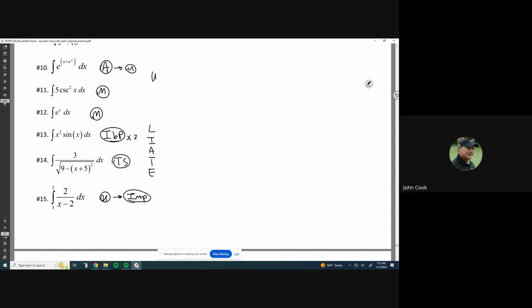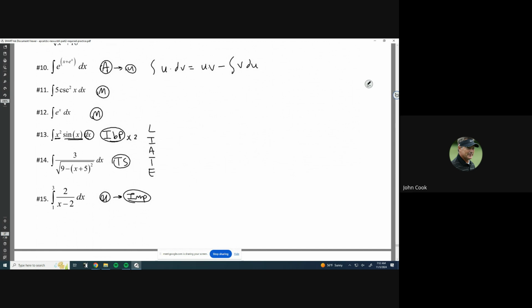And let's put our integration by parts pattern on here too. The integral of u dv equals uv minus the integral of v du. Okay, so I've got two distinct functions, x squared and sine of x, and then a dx.